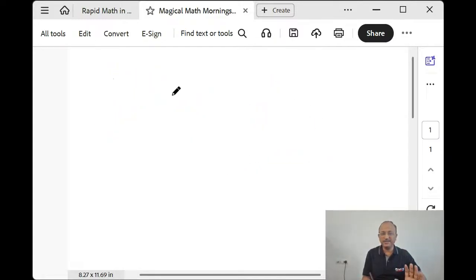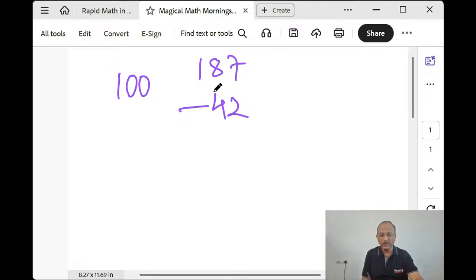If the number is above 100 and below 100, suppose we take 87 minus 42. We'll consider how much this number is more than 100, that is 87. How much this is less than 100, that is 58. Just add these two differences, we'll get the difference between these numbers, 130, 145.